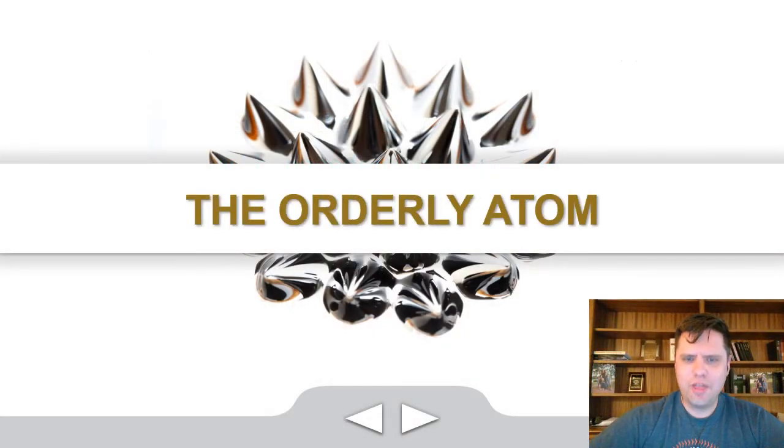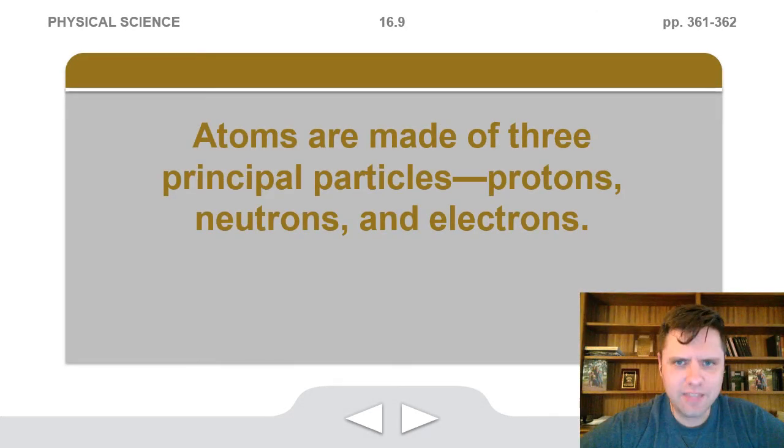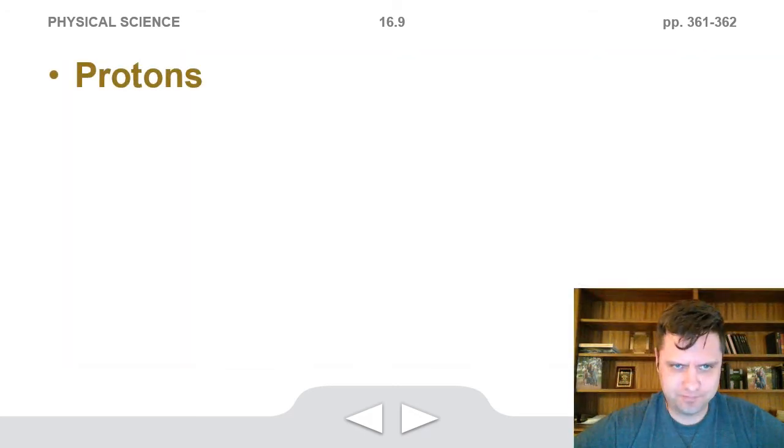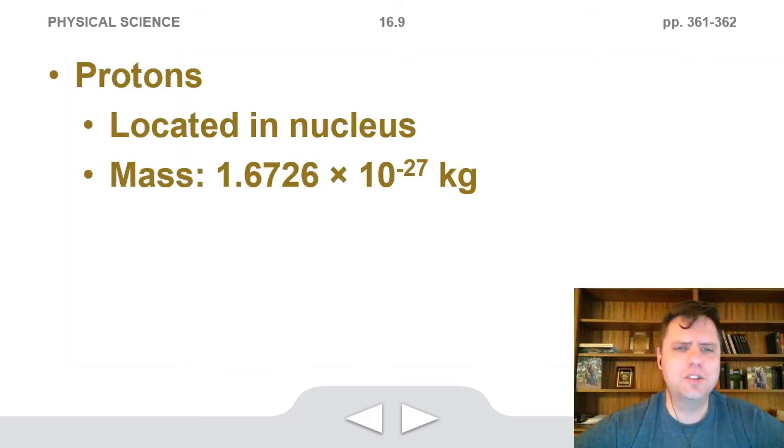All right. Well, that brings us now to section B in the chapter, looking at the orderly. Atoms are made of 3 principal particles, which we've already been introduced to through our history of the atom: protons, neutrons, electrons. Protons are located in the nucleus with a mass of 1.6726 times 10 to the negative 27th kilograms. So they're very, very small.